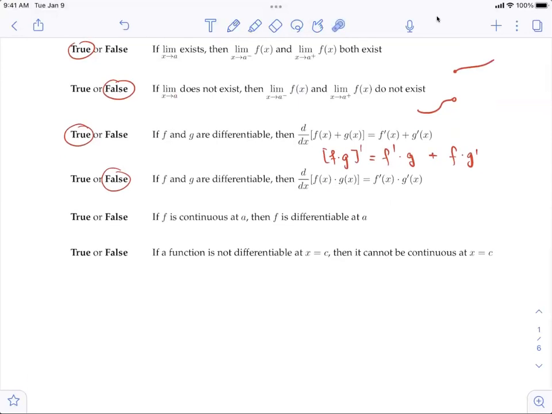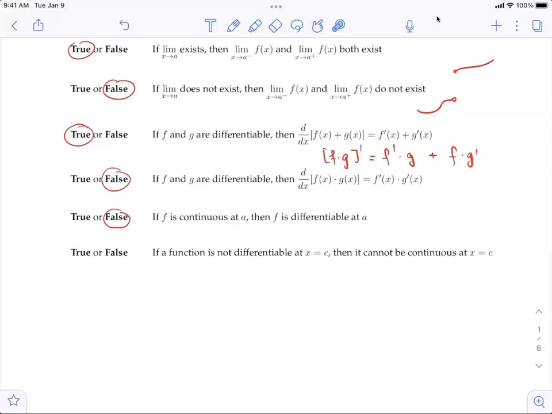All right, so the next question: if f is continuous at a, then f is differentiable at a. Not always, right? So it should be a false statement. Go back to the review. We have cases where f can be a kink. When f has a kink, f is continuous, but it's not differentiable. When you have a vertical tangent line at the point of consideration, the function is still continuous, but it's not differentiable at that point, right? So this should be a false statement.